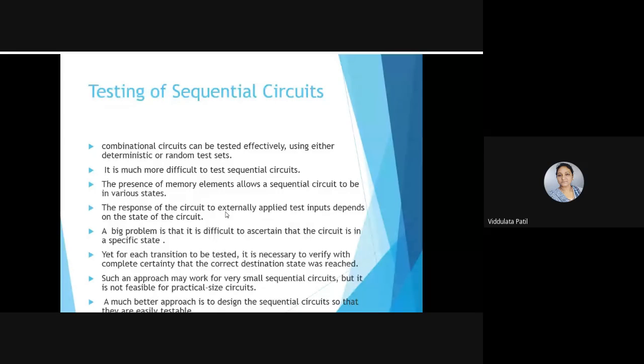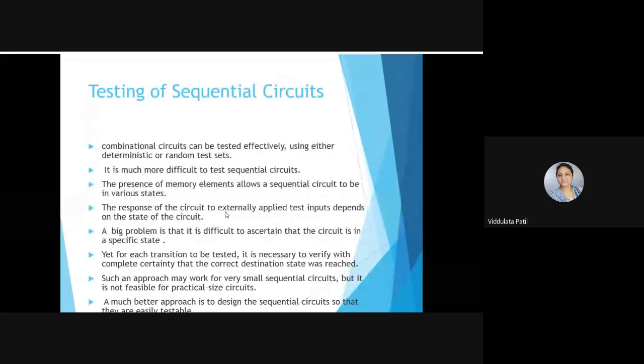We are discussing testing of logic circuits. In earlier lectures, we discussed how to test combinational circuits. In that, we have seen faults like stuck at 1 and stuck at 0. That means if any wire is continuously connected to 0, then we call it a stuck at 0. And if it is continuously connected to logic 1, then we call that a stuck at 1.